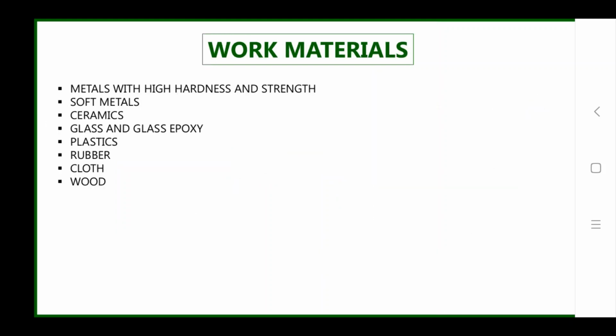Now, which kind of work material can we machine using this LBM? Metals with high hardness and strength we can machine through LBM. Again soft metals, ceramics, glass and glass epoxy, plastics, rubber, cloth and wood also we can machine using LBM.